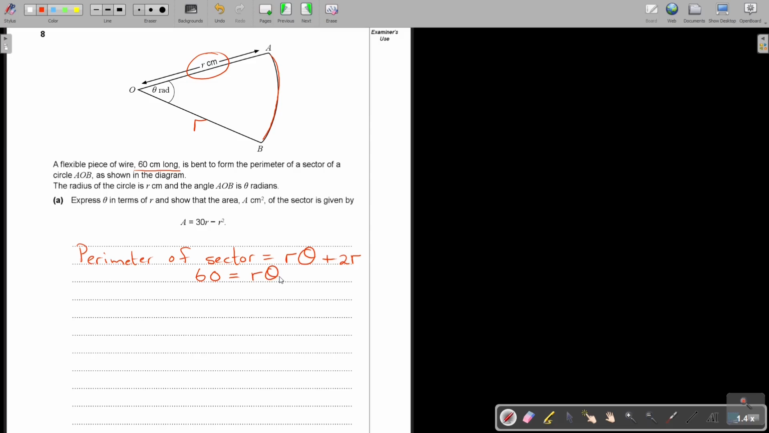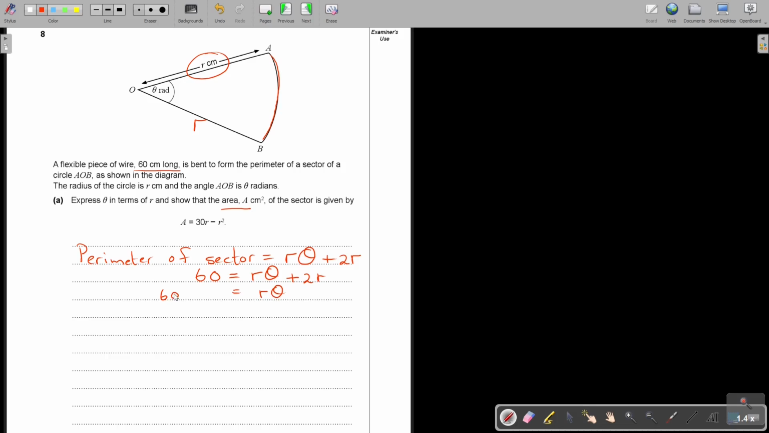Now I must decide which one I am going to make the subject, because remember, they go to area. I should have actually shown you the area also. But we must see in terms of what? If we do it in terms of r, let's rather do it in terms of theta, because there's only one theta. And if it's not working, then you can continue with making r the subject. But I'm going to go for theta.